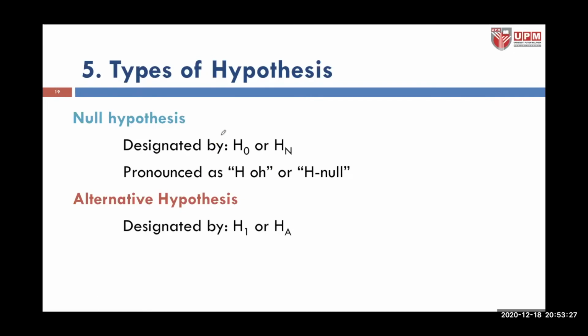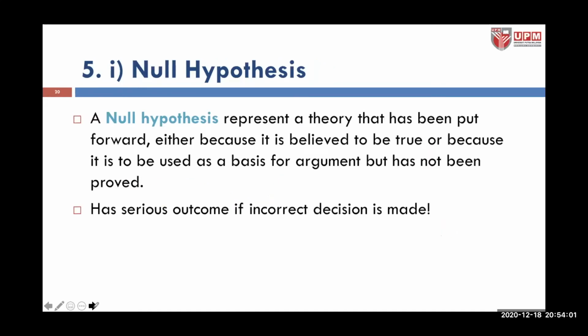Now let us look into the types of hypothesis. We have 2 types of hypothesis. The first one is null hypothesis, and the second one is alternative hypothesis. The null hypothesis is normally designated by H naught or Hn, and the alternative hypothesis is designated by H1 or HA. In our case, we will use H naught and H1. So let us look at one by one.